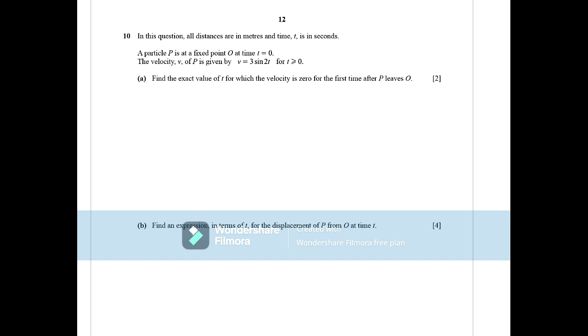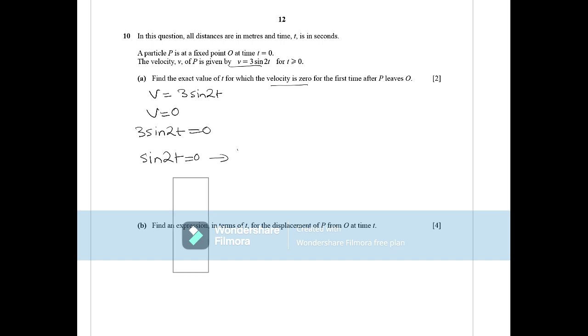All distances are in meters and time is in seconds, which is the kind of information we are going to be using. Find the exact value of t for which the velocity is 0 for the first time. We're given the expression for v is 3 sine 2t. So v is equal to 0, 3 sine 2t is equal to 0, sine 2t is equal to 0, implying your 2t is equal to 0 or pi. Again, implying t is equal to 0 or t is equal to pi by 2.